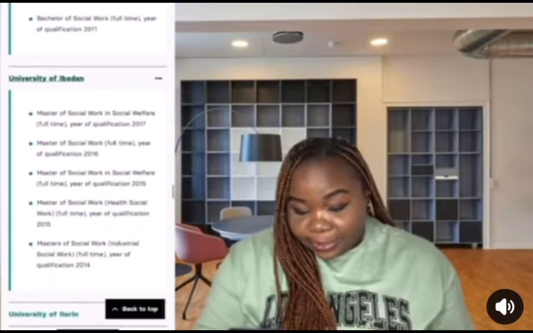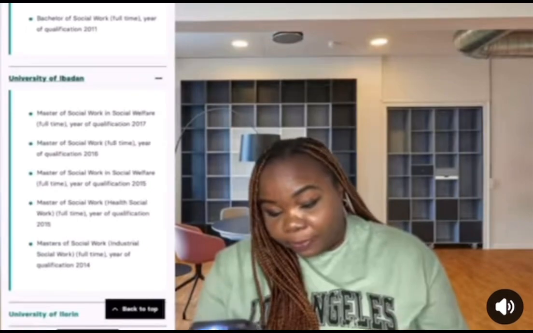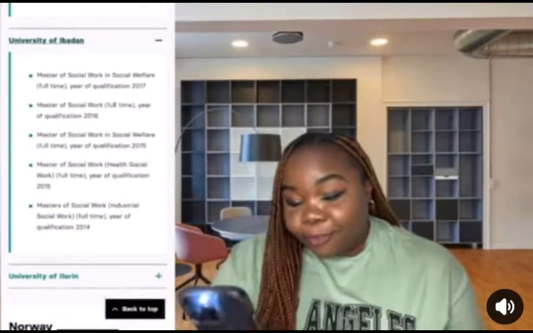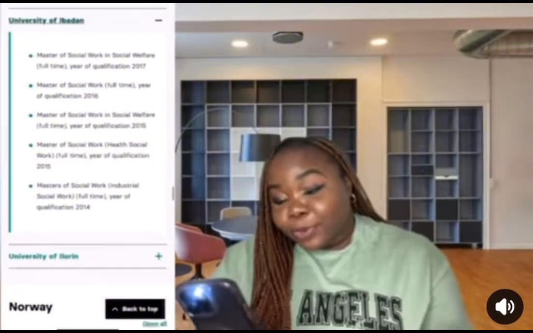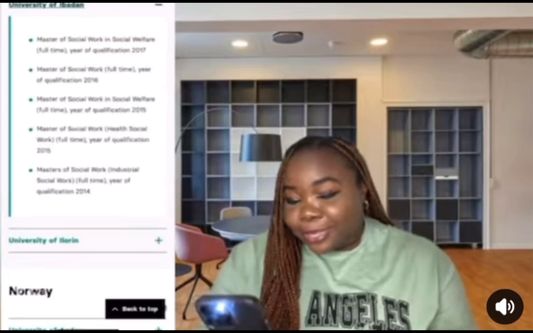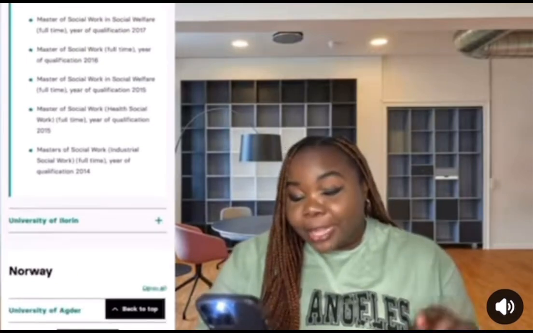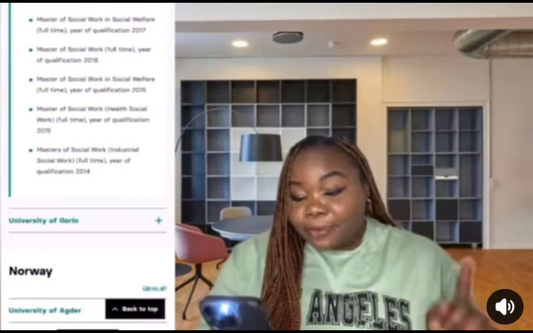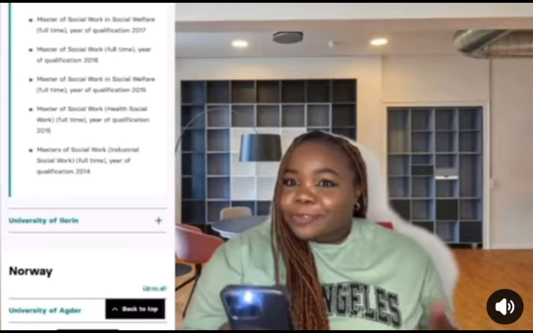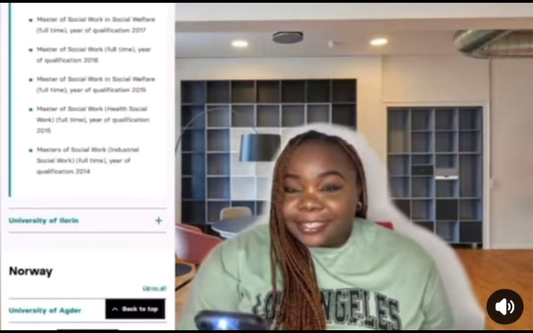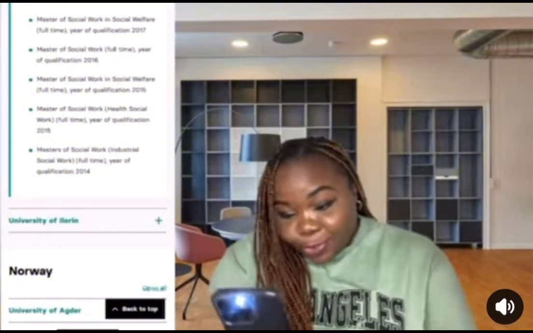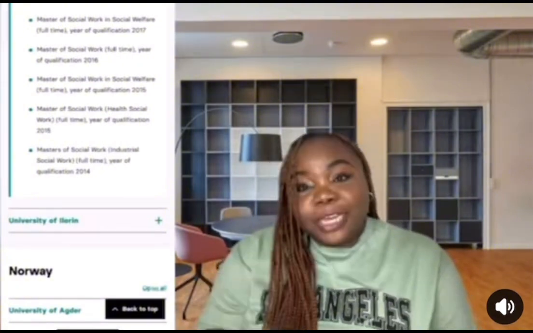University of Ibadan, they have Master of Social Work in Social Welfare, year of qualification 2017. Master of Science, full-time, year of qualification 2016. Master of Social Work in Social Welfare, year of qualification 2015. Master of Social Work, Health Social Work, year of qualification 2015. Master of Social Work, Industrial Social Work. So it means that University of Ibadan has different fields of social work, and they have been recognized by Social Work England. University of Ilorin, Bachelor of Social Work, year of qualification 2019.